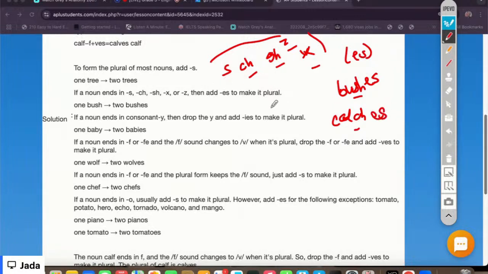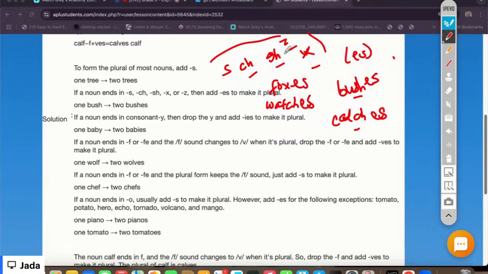All right, we have watch, it becomes watches. And then we have fox, and then it becomes foxes. So with es. All right, so that's the pattern. Okay. So that's it for the s, ch, sh, z, and then the x.